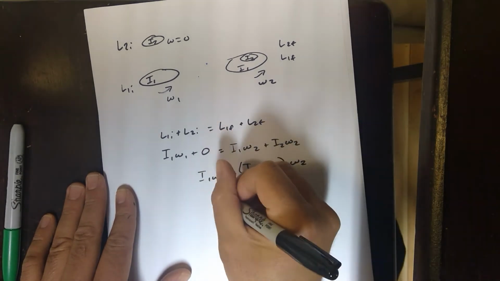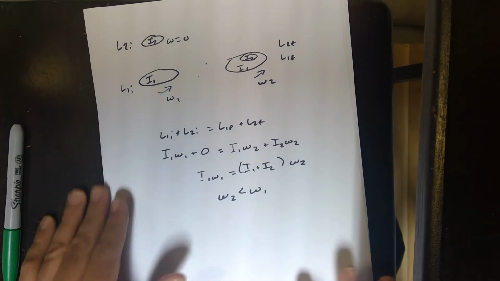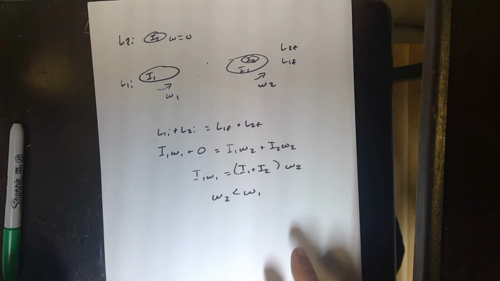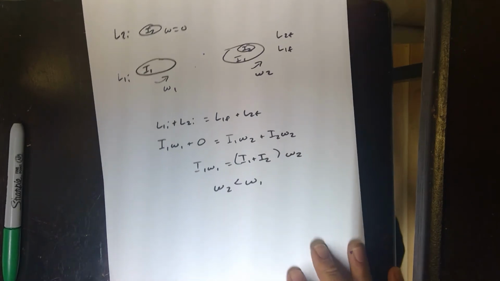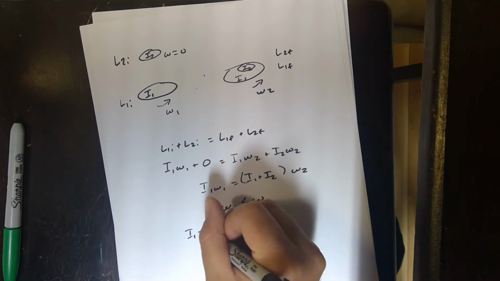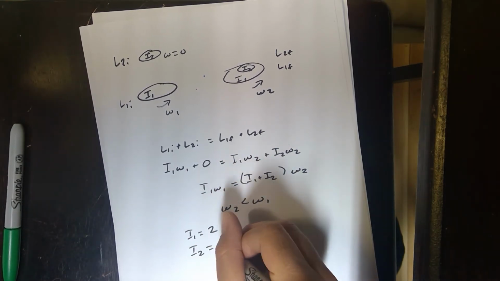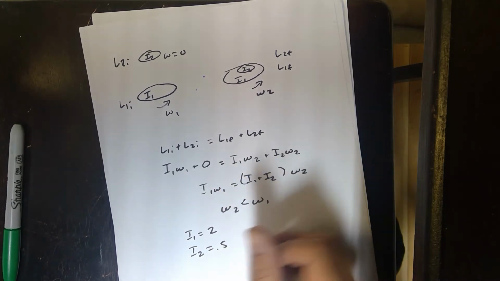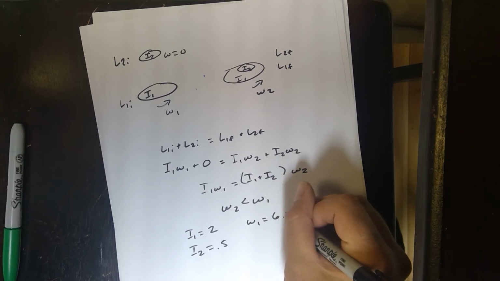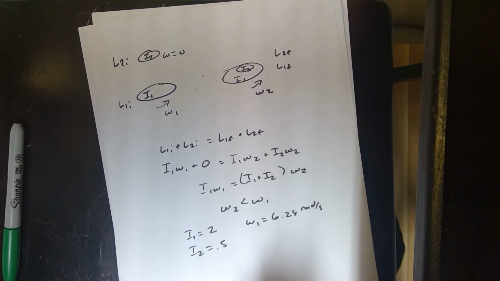And what you have to see right away is that omega 2 is going to be less than omega 1. And the other thing is that we're going to lose kinetic energy in this interaction here. So why don't we say, just for the sake of working with some numbers, let's say I1 is 2 and I2 is 0.5. And let's just say that omega 1 is going 1 rotation per second, so it's 6.28 radians per second.